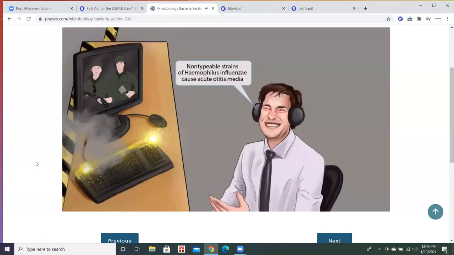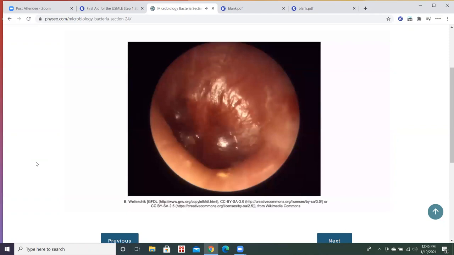First, notice that James is wearing headphones. Just like in our other videos, this is here to help you remember that H flu causes acute otitis media. More specifically, non-typeable strains of H flu cause acute otitis media. This is an otoscopic image of otitis media. Notice that the tympanic membrane is bulging out towards the viewer and appears red. This is a classic physical exam finding of otitis media.